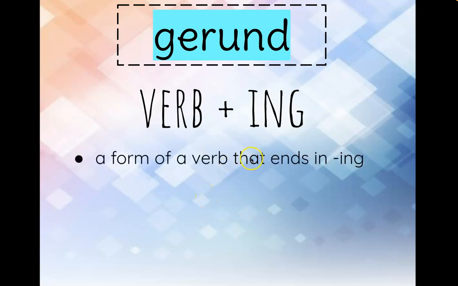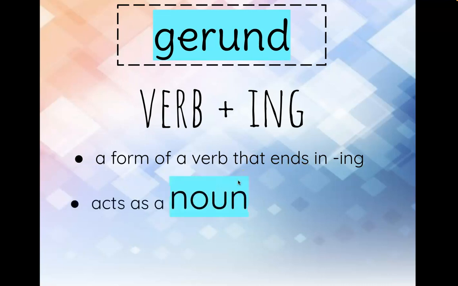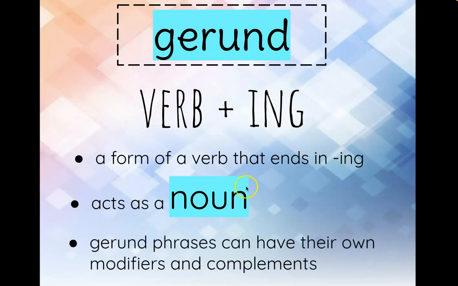So it's a form of a verb that ends in ing, but it acts as a noun. So it's going to do one of those jobs of nouns that we've talked about. And they could be a gerund by themselves, or they could have phrases, their own modifiers. Gerund phrases can have their own modifiers and complements. We talked about complements in the last unit. So complements are words that follow these verbs, direct objects, predicate nouns, and so on.